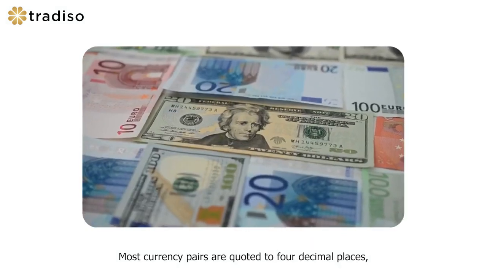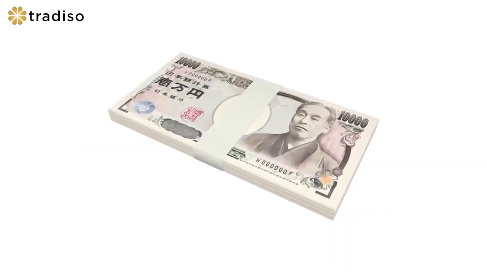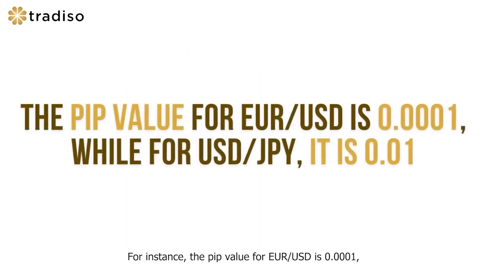Most currency pairs are quoted to 4 decimal places, although there are exceptions like Japanese yen pairs, which are quoted to 2 decimal places. For instance, the pip value for EUR/USD is 0.0001, while for USD/JPY, it is 0.01.